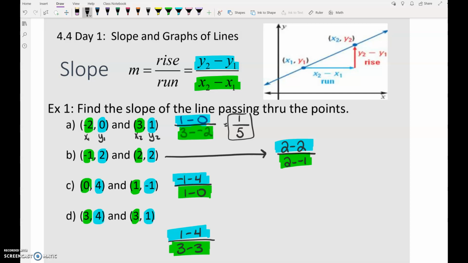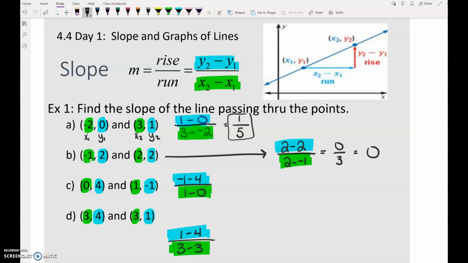For B, we end up with 2 minus 2 on the top, which is 0. What is 0 divided by something? 0. This can be something that's hard to remember. When is it 0? When is it undefined? So if you don't remember which is which, grab your calculator. 0 divided by 3 will give you 0.